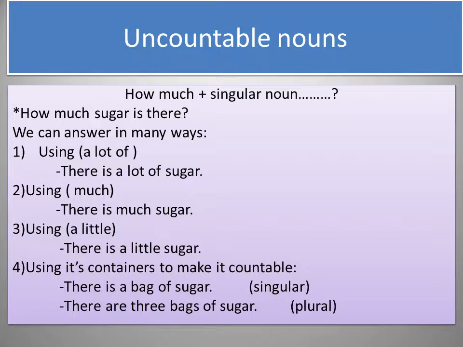The last one, we can use quantities to make them countable. There is a bag of sugar if it's singular. There are 3 bags of sugar if it's plural. Okay.